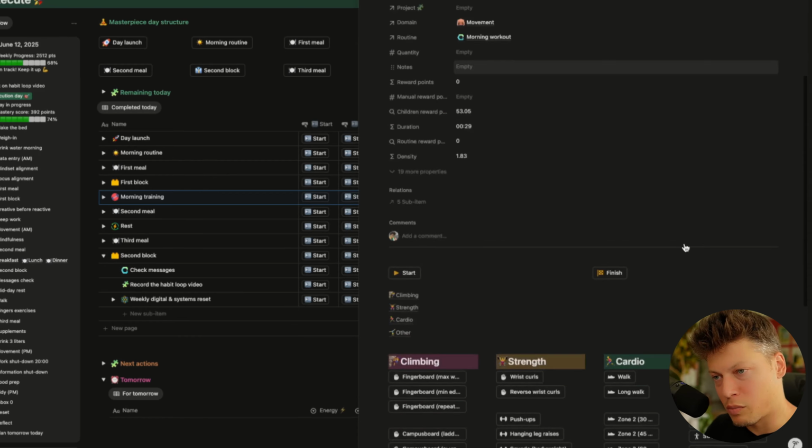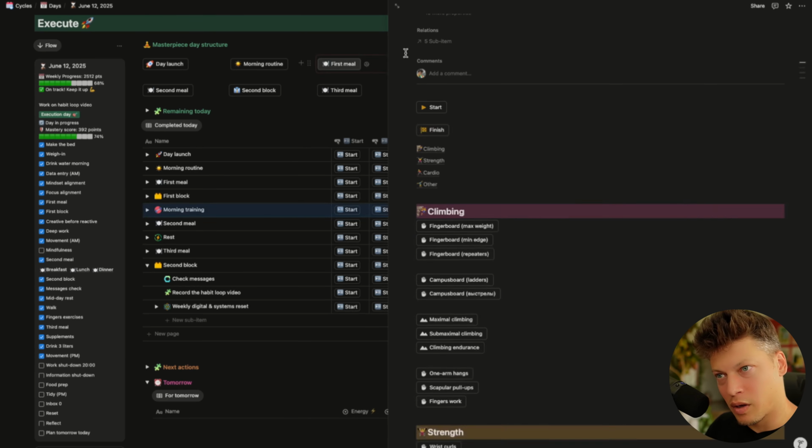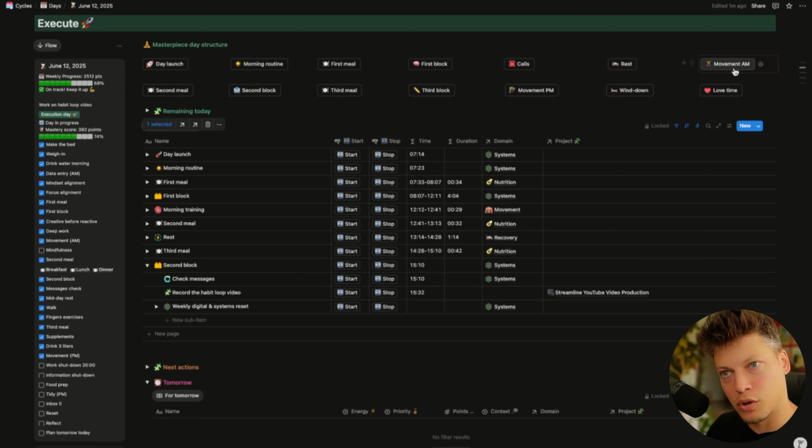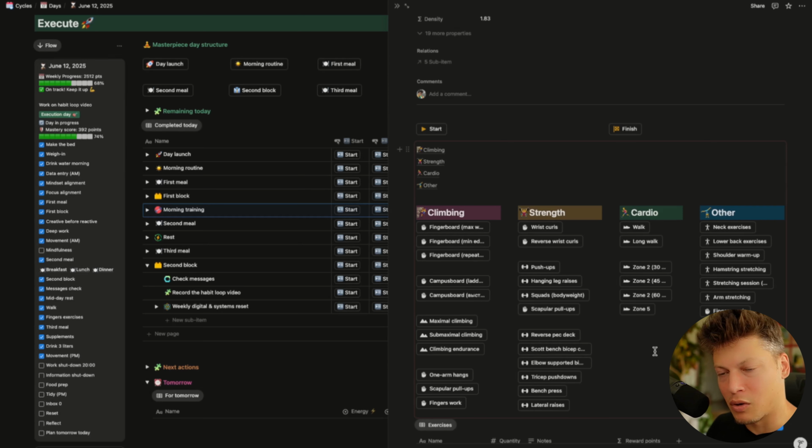If we look into my, let's say, morning training, you can see I have a bunch of macro buttons here. So this is quite different from the weekly digital reset where it's a step-by-step checklist that you want to follow. Here, I just click a macro button on a high level to create my morning movement AM session. And then to me, it's just like a menu.